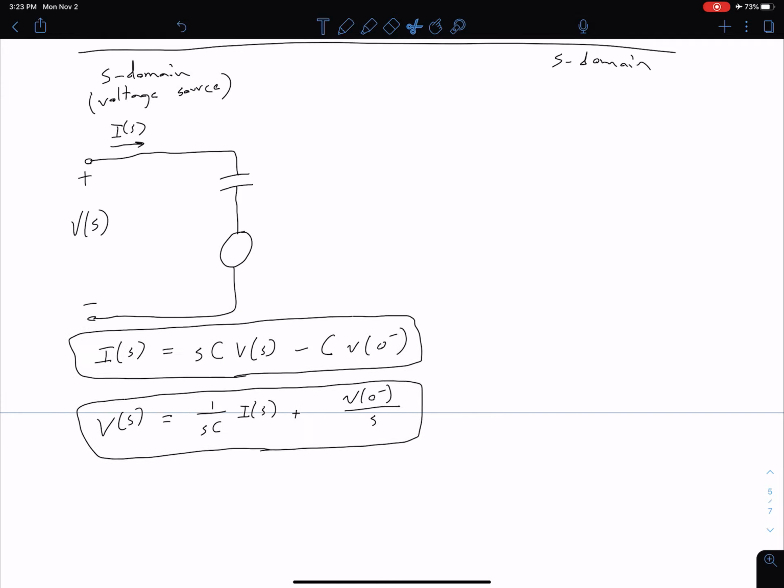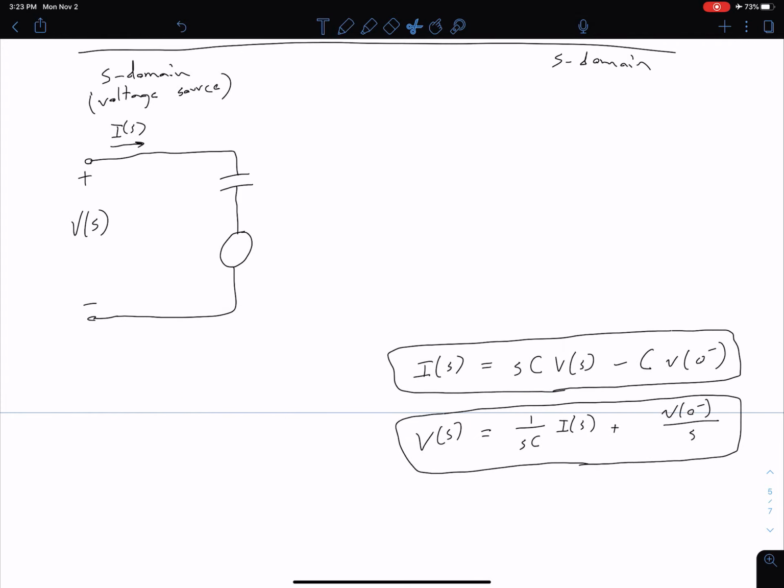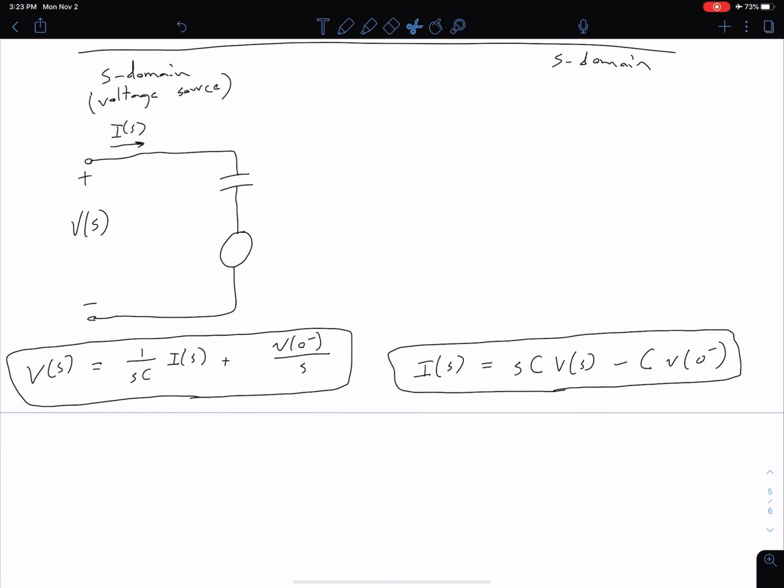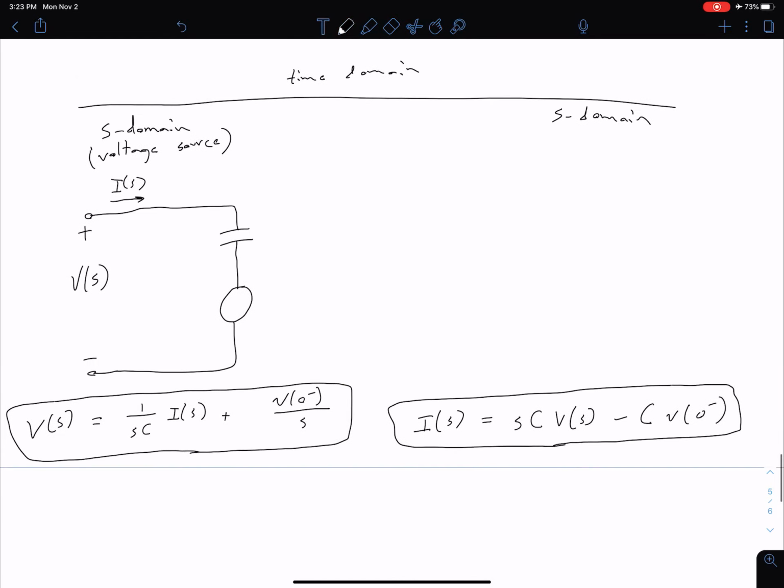Okay, so let's put this one here. And then we can move our voltage one over here. Okay. So with our voltage equation here, what we can see is that this voltage V of S is equal to our current times 1 over SC, so that's telling us our impedance of this capacitor is going to be 1 over SC, plus some voltage V of 0 minus over S.